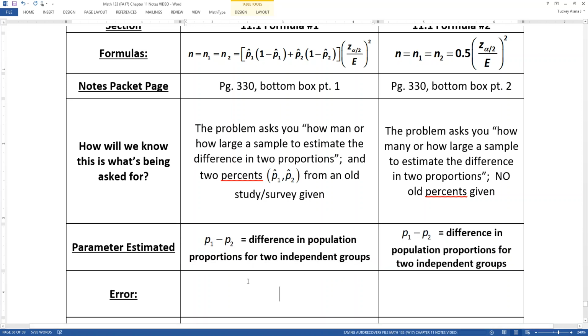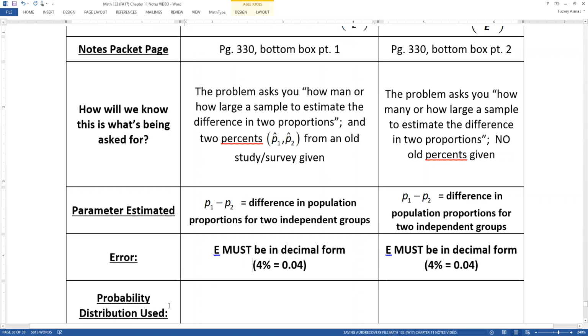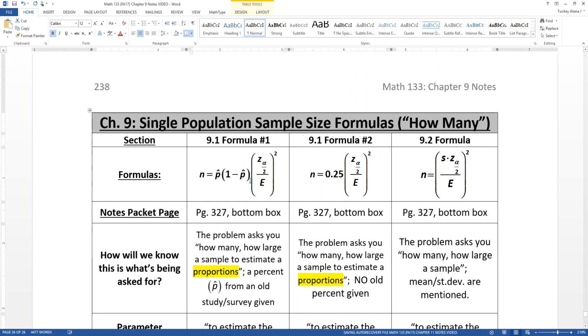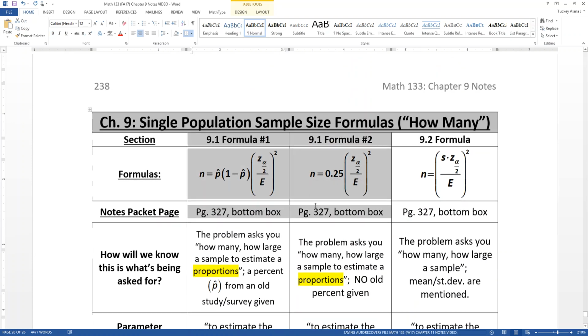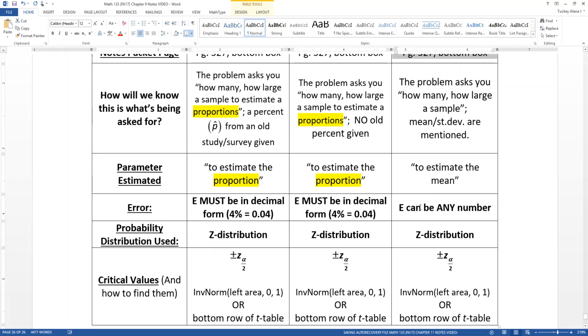All right, now the error, remember, must be a decimal for proportion problems. It has to be turned from a percent, if it's given to you as a percentage, into a decimal. If it's already a decimal, then you're fine. We ran into that in Chapter 9 as well. Let me pull up Chapter 9 real quick. So we already ran into that the error must be in decimal form for the proportion ones. The only exception to that is the mean formula from 9.2. That does not have to be a decimal. The error can be any number you like.